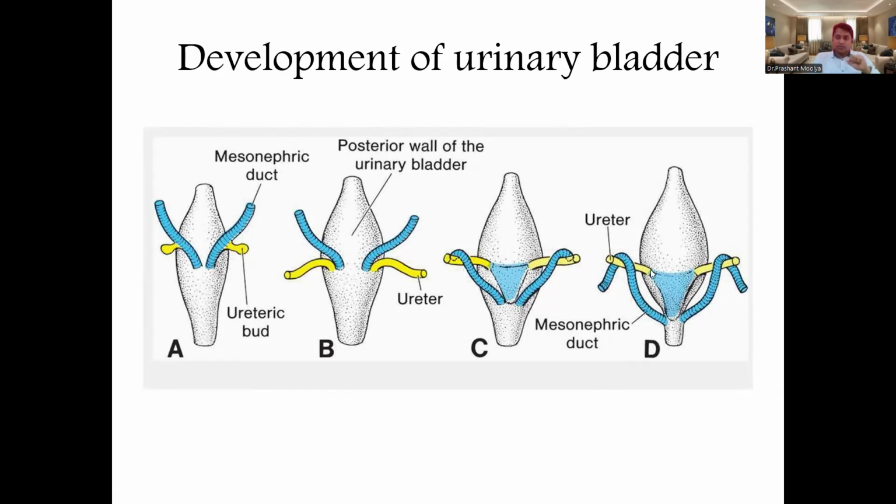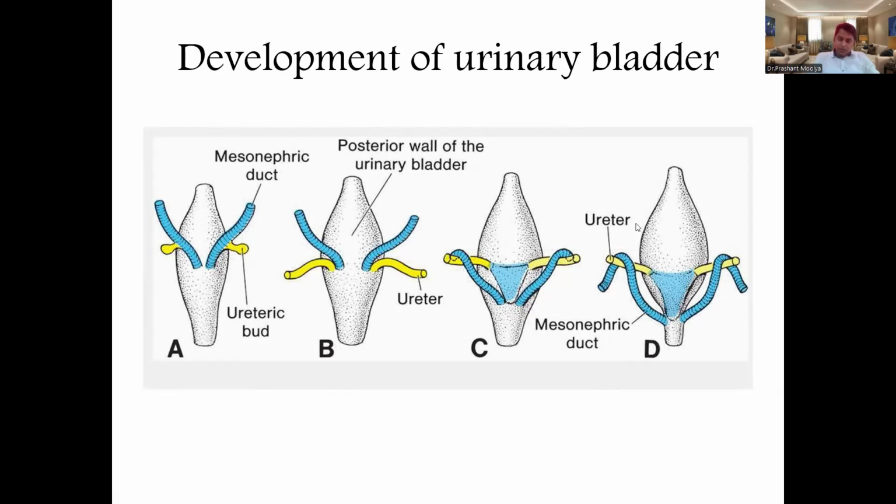So that internal trigone is formed from the absorbed part of this mesonephric duct, which is nothing but mesodermal in origin, while the rest of the urinary bladder is endodermal in origin. So I'm talking about the epithelial lining, not the musculature. The musculature will be the splanchnopleuric mesoderm. That's another part.